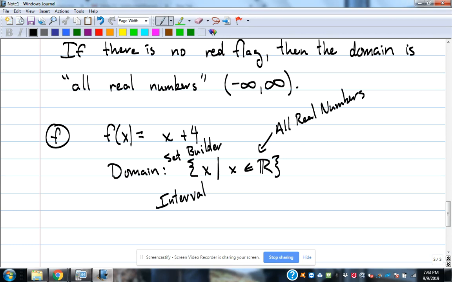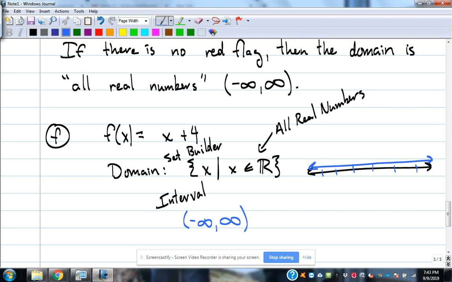So on a number line, if you were going to mark all real numbers on a number line, you would put an arrow above everything, right? And the interval notation for that says, okay, this keeps going forever that way, which would be negative infinity. This arrow keeps going forever that way. That would be positive infinity. Okay? So negative infinity to positive infinity is the interval notation.